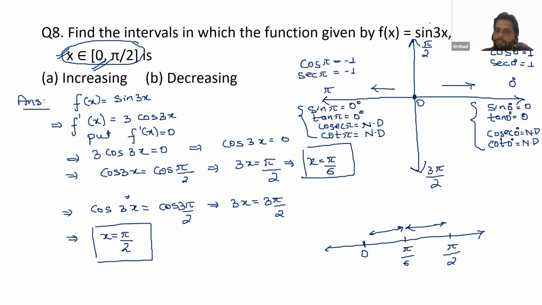Now we will check for pi by 2. Who can tell me the value of sine pi by 2? 1. Good. What's the value of cosec pi by 2? Again, 1. Very good. Next, cos pi by 2. 0. Very good. Cos is done, then we will take cot. What is cot pi by 2?